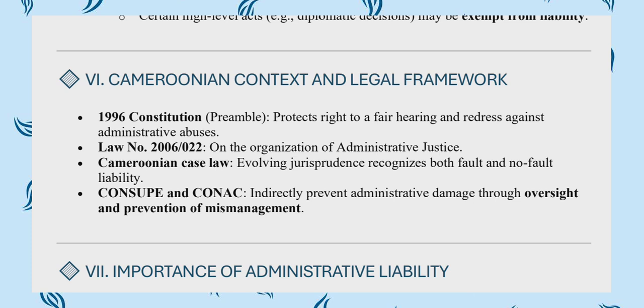We still have CONAC, for example, the National Anti-Corruption Commission, and even the Supreme State Audit. They are there to prevent administrative damage because they have a preventive role, they are there to prevent corruption, mismanagement of public funds, and so on. They have an oversight over administrative institutions. So they are there to make sure that the administration is carrying out what is known as good governance.